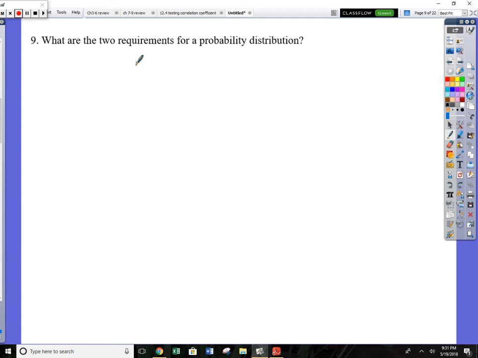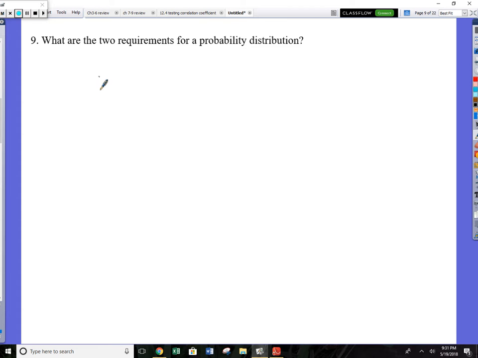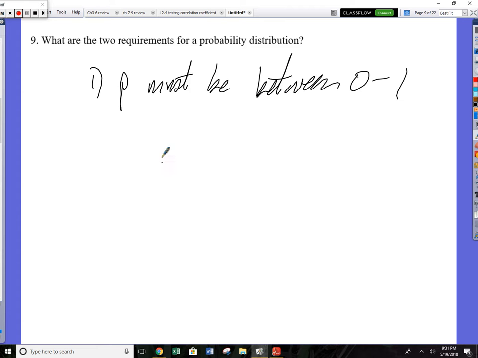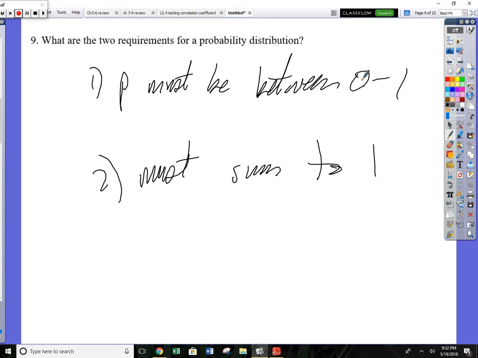Okay, what are the 2 requirements for a probability distribution? This was on a test. Number 1, the probabilities must be between 0 and 1, each one. And the sum, this is number 2, they must sum to 100%. You've got to sum to 1. But each outcome has got to fall somewhere between 0 and 1. And they can be inclusive. Can be 0, can be 1, or anywhere in between.